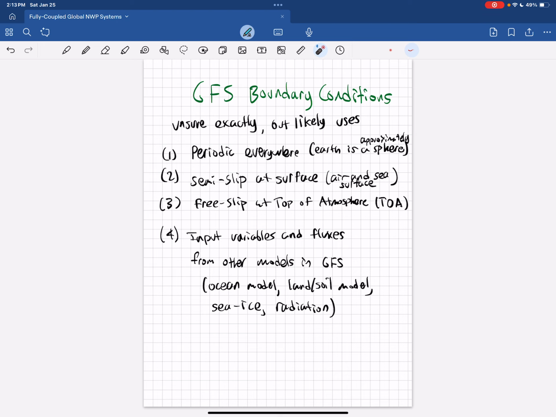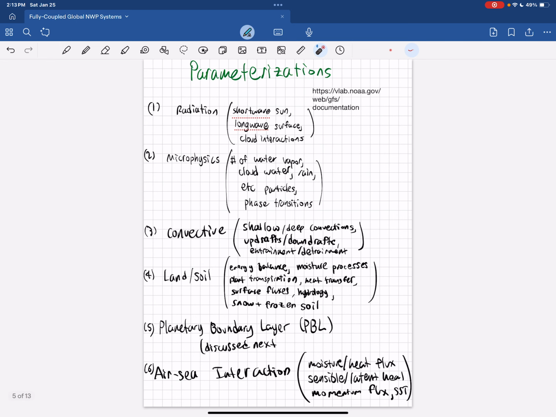Then the other thing is input variables and fluxes. So if there are other models in GFS, like the ocean model, land, soil, sea ice, or radiation, that's going to come in as some sort of forcing to the model. The reason you think of it as a boundary condition is because they're calculated separately in between each time step. So the model runs in between, it does that calculation and gives some boundary conditions. And they're not initial conditions because initial conditions are usually only provided once from real data.